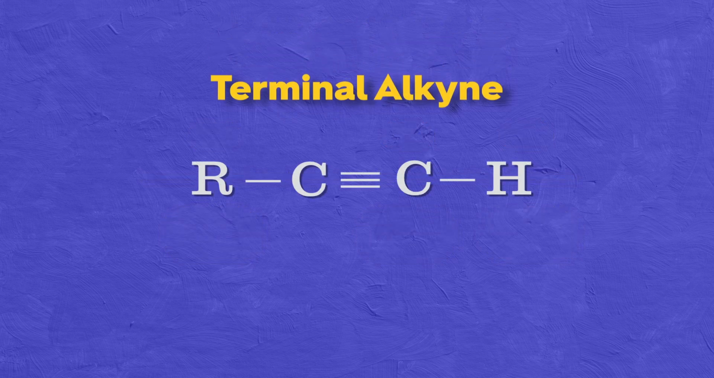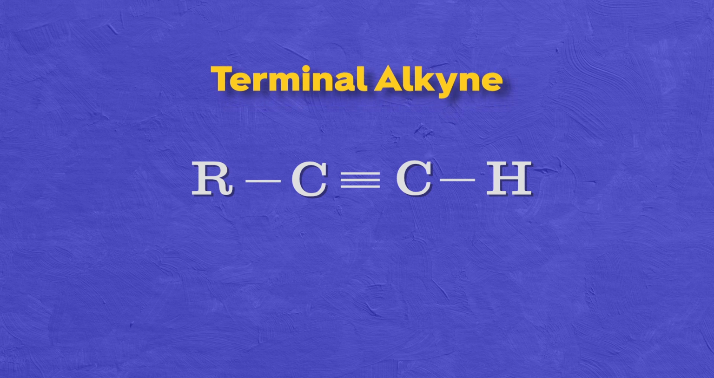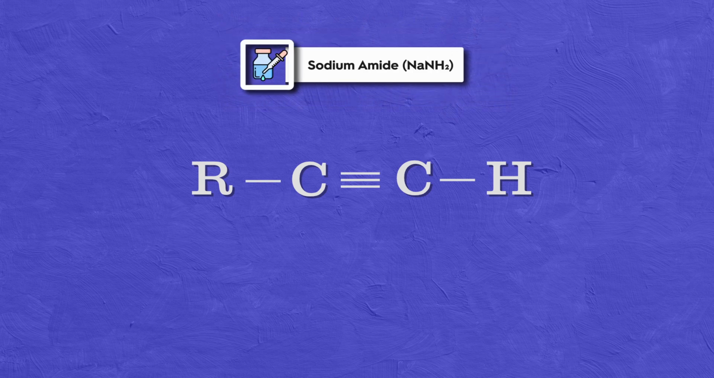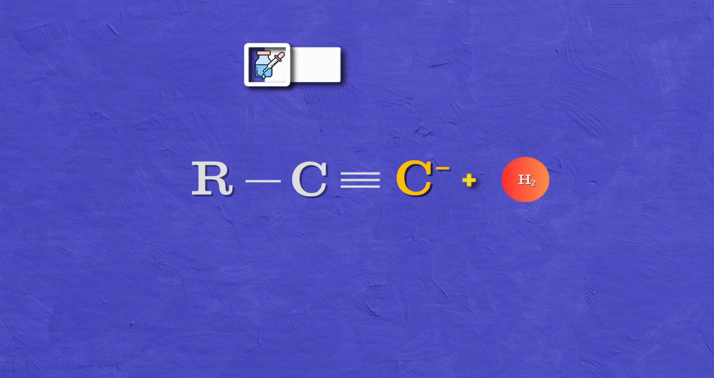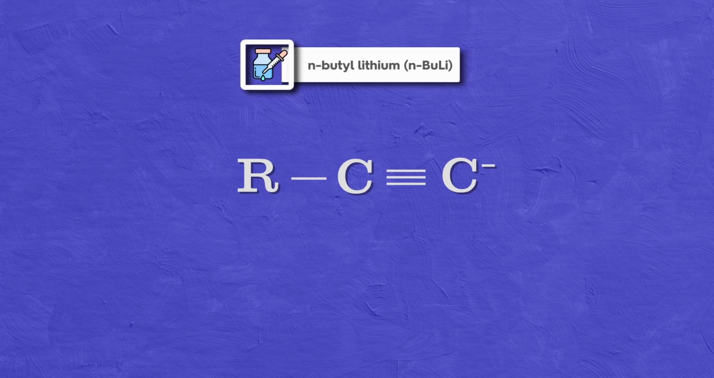Now, how do we deprotonate a terminal alkyne? For this, we need a very strong base. One option is sodium amide, which removes the proton to give the acetylide anion, a carbon with a negative charge, along with ammonia. Another option is sodium hydride, which produces hydrogen gas. And finally, n-butyllithium can also do the job.